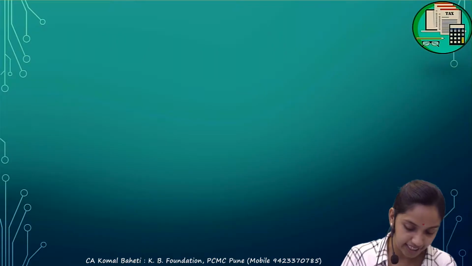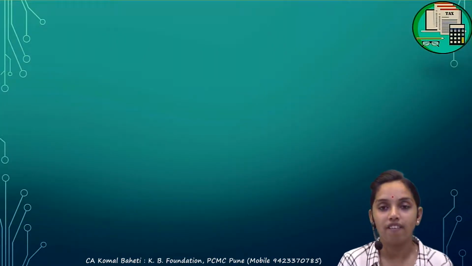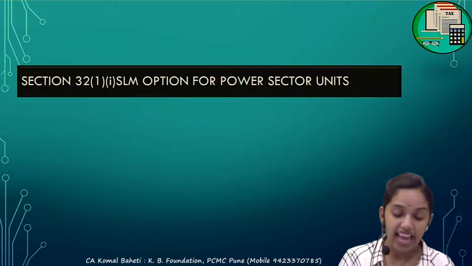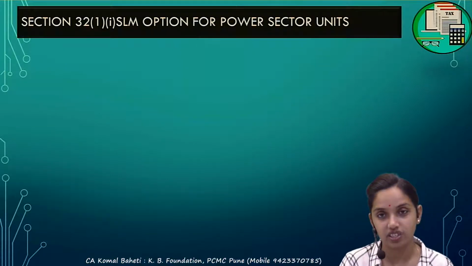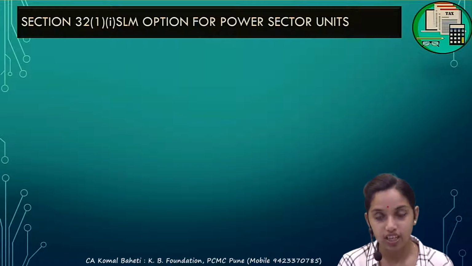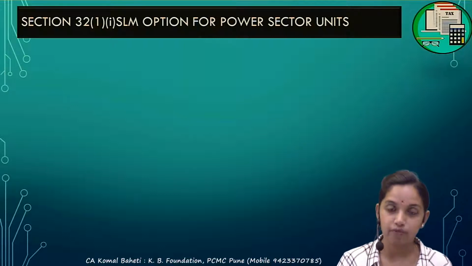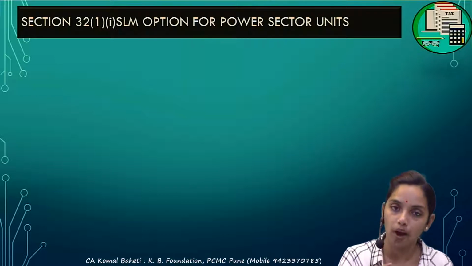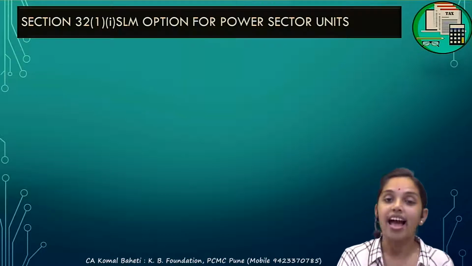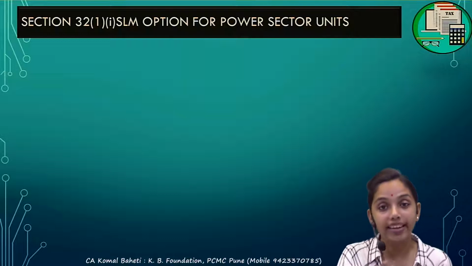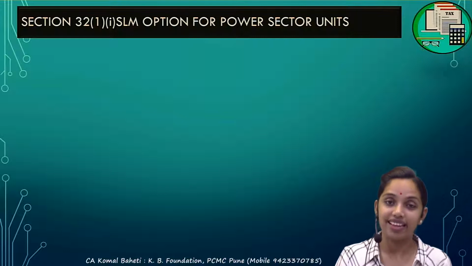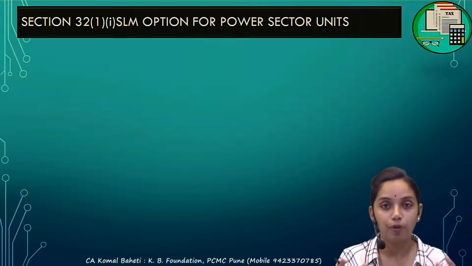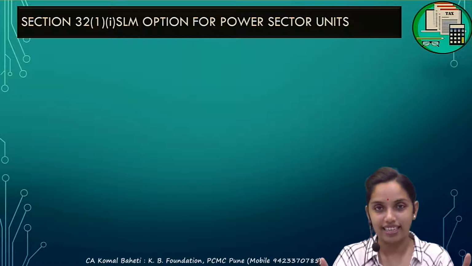We'll go with the next concept now. Now there are power sector units. They have an option to claim depreciation either on the WDV basis, that is the block of asset concept which we had seen under section 32(1)(ii), or on the straight line method, that is SLM, and there it is an asset-wise concept. What is meant by asset-wise? There is no concept of a block. Individual asset-wise there would be importance. But WDV or SLM, they have an option.